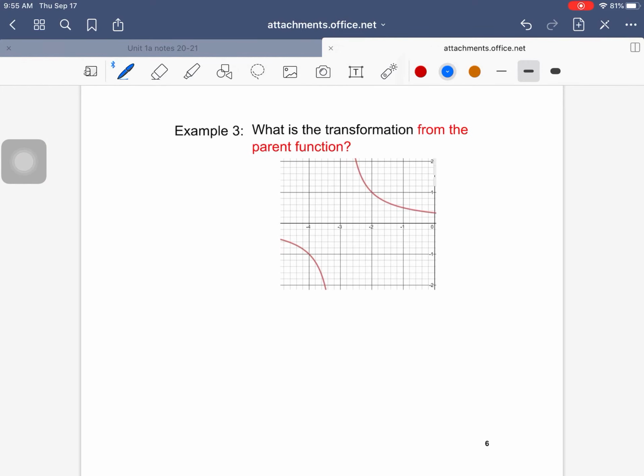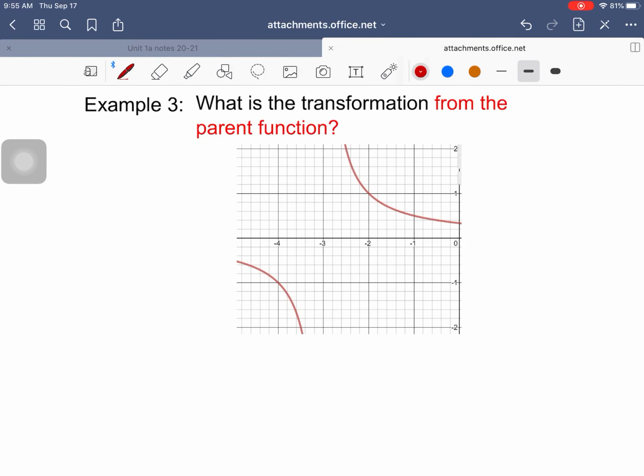All right, next one. What is the transformation beginning from the parent function? Always from the parent function. This is a tricky one. This is one of the harder ones. So let's make sure we're concentrating on this, thinking about it.